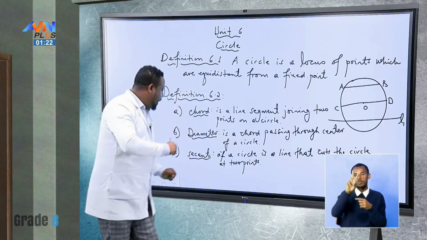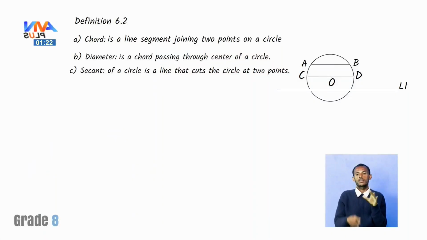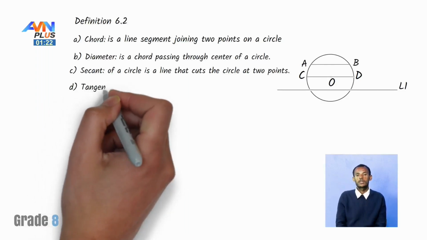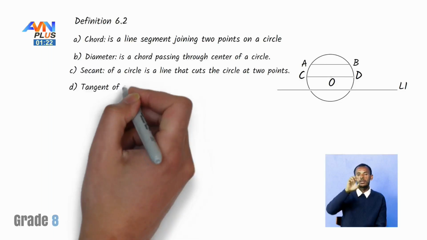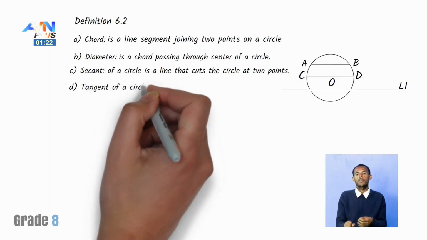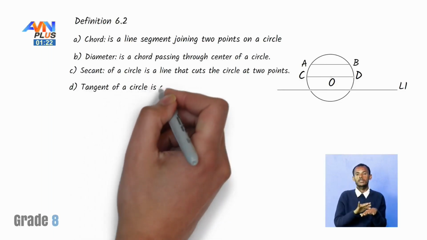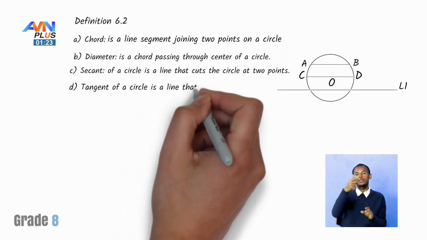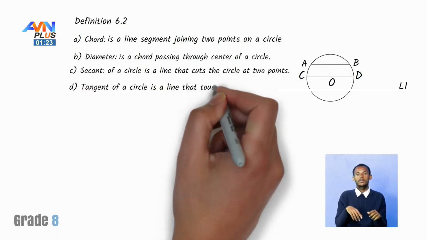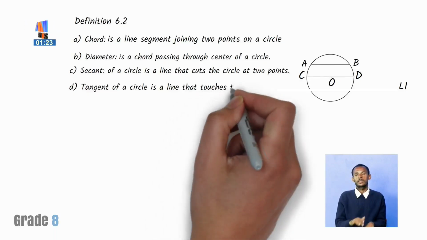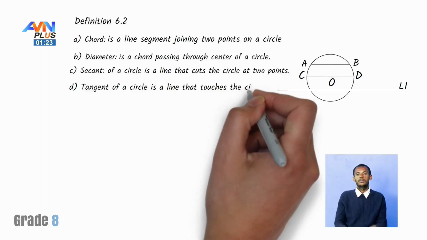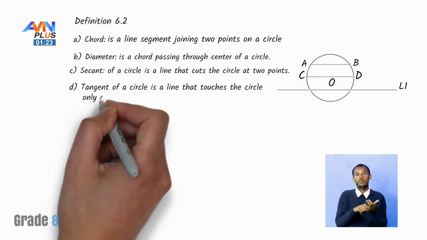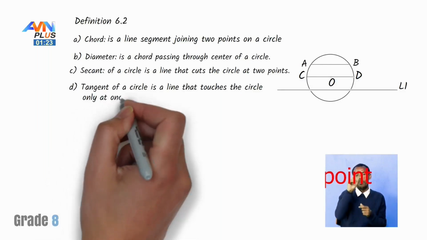Okay, and the last one is tangent of a circle. Tangent of a circle is a line that touches the circle at only 1 point.